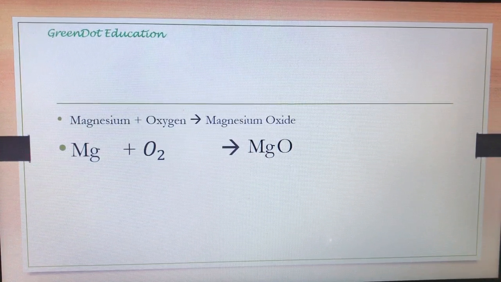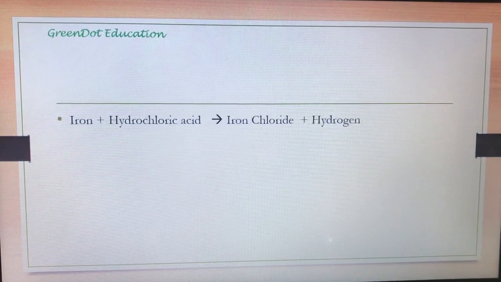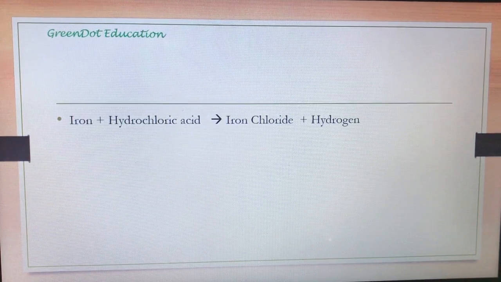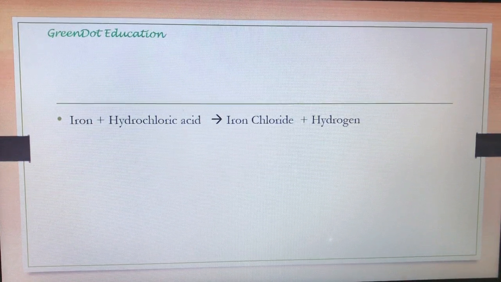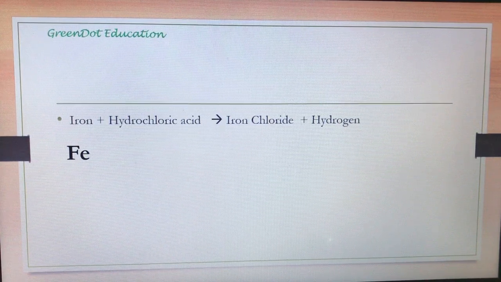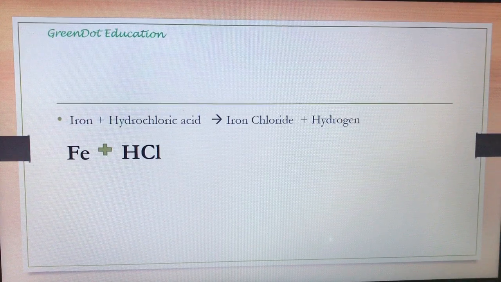Now let's have a look at another example, that is when iron reacts with hydrochloric acid, iron chloride is formed and hydrogen is released. So iron, we know that iron is represented by the symbol Fe. When it reacts with hydrochloric acid, we had seen in the first slide that hydrochloric acid is represented by HCl. Now we have to write down the chemical formula for iron chloride.